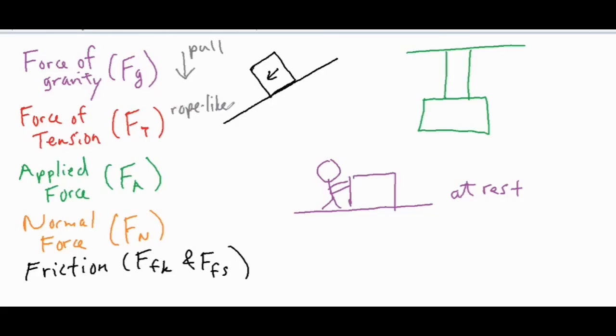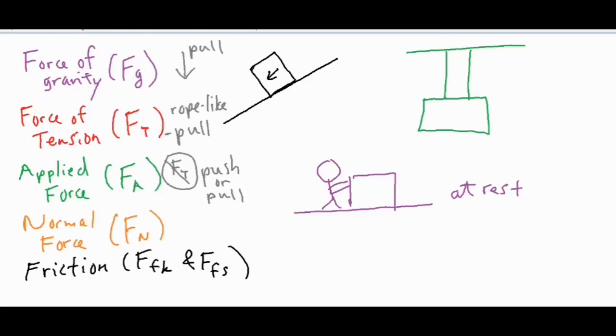The force of tension is from any rope-like material, so anything like a rope or a string or a chain, and that is always some kind of pull as well. For an applied force, if it doesn't fall in the force of tension category, it would be basically any kind of push or pull from someone or something. As long as it's not a rope-like material, it won't fall in the category of the force of tension. So applied force is kind of like a larger category.